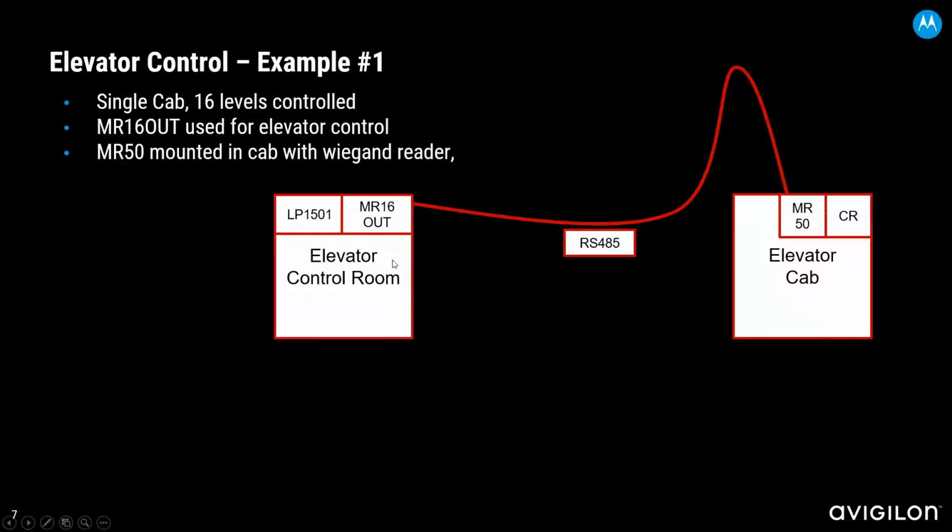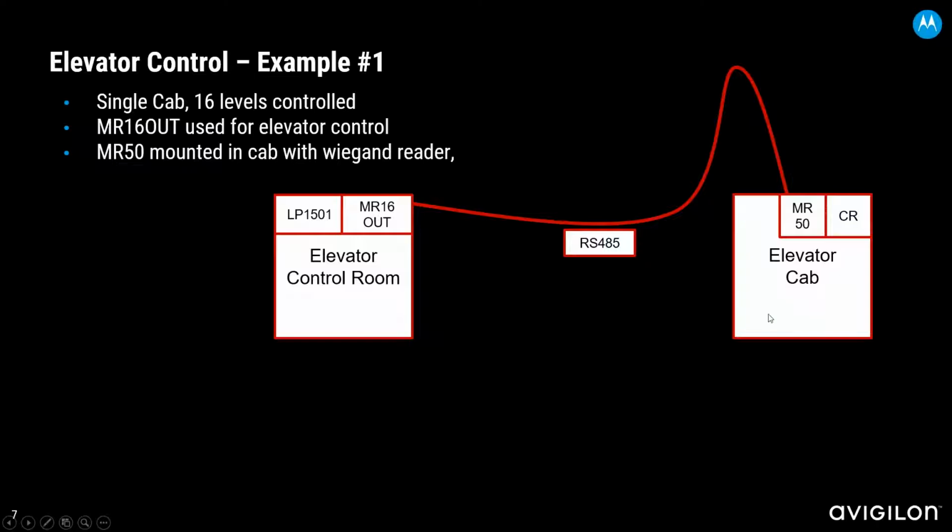What you can see here is, in the elevator control room, or wherever your head end is going to be located, I've got a controller and an MR16 out. I'm going to assume my traveling cable is beyond 500 feet, or maybe I don't have 18 gauge shielded cabling for my reader, so I'm not comfortable taking that out to the full 500 feet, whatever the case. If you want to communicate RS-485 from the elevator control room to the elevator cab, in this scenario, you would mount an MR50 in the cab, and then of course your card reader.